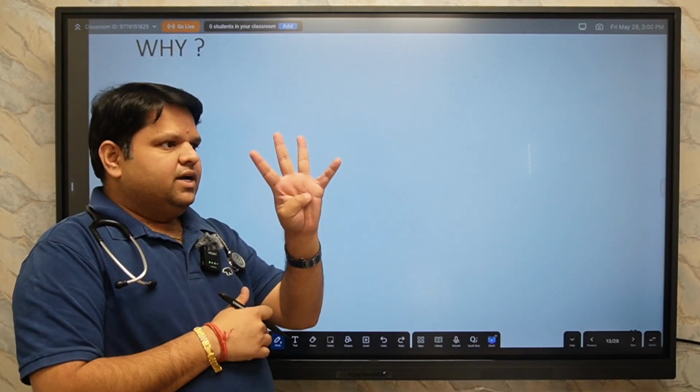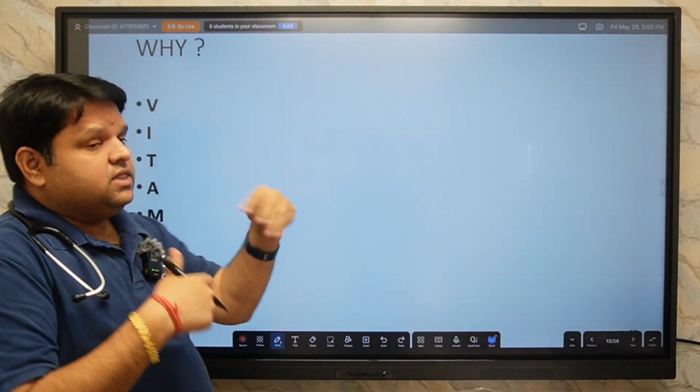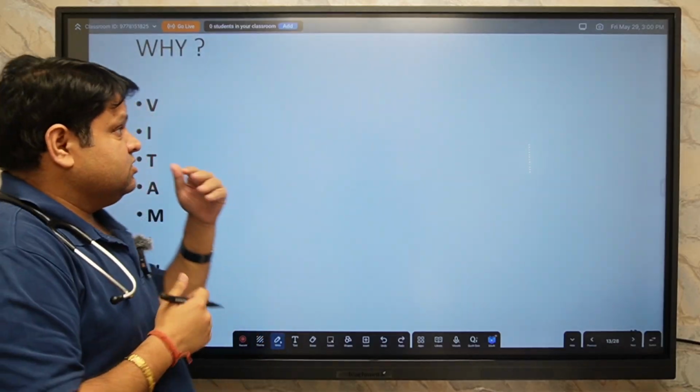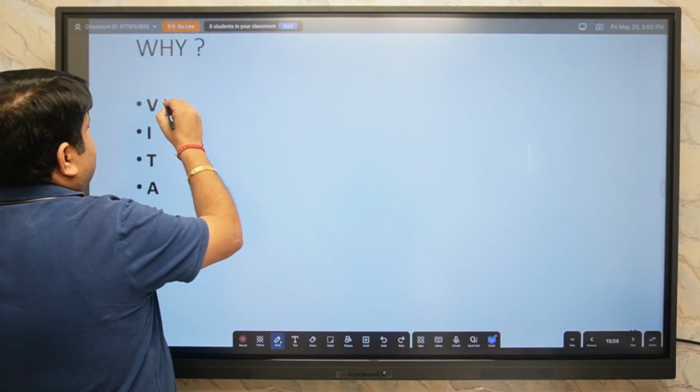So now the third question in our mind is always why this lesion occurs. For this, we have a mnemonic, like the vitamins. So in this we discuss the common causes of neuropathy.